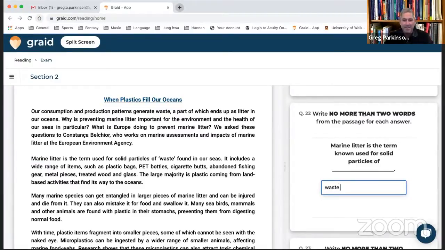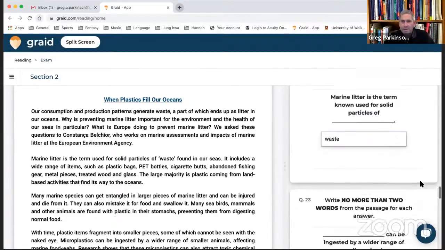Now, don't do this. All right, so obviously here we have 5 words. Let's review those instructions again. We're told that we cannot use more than 2 words. So that means our answer is waste. Now, I'm not going to use the full stop because in this case, the full stop is in the question. So we just have to write waste as the answer.